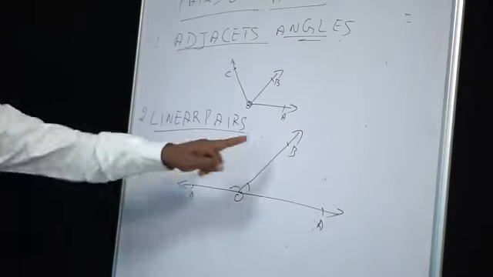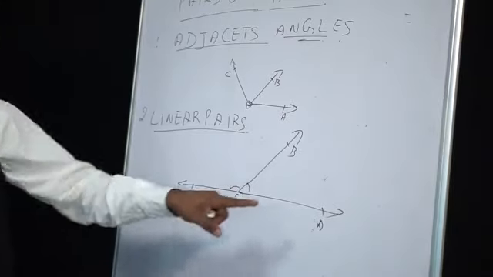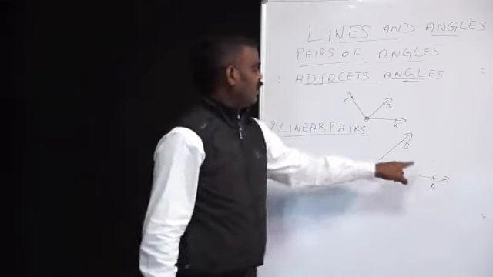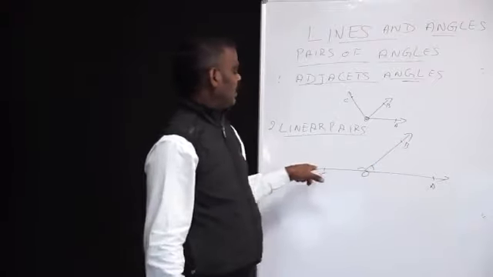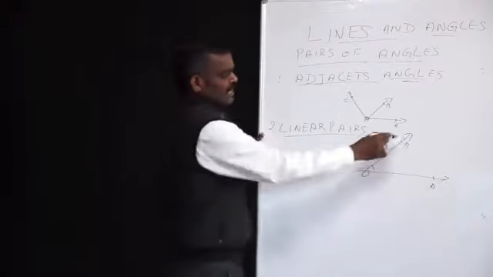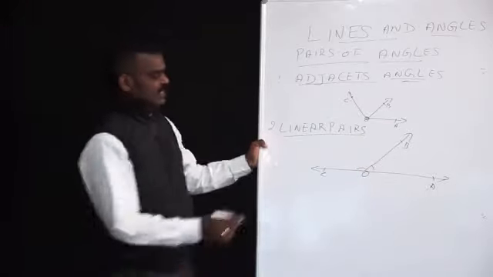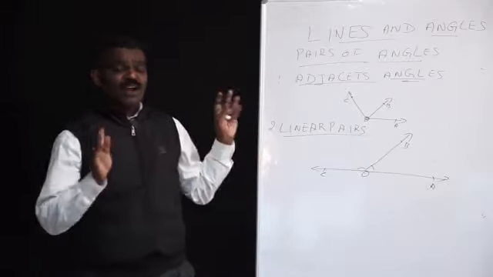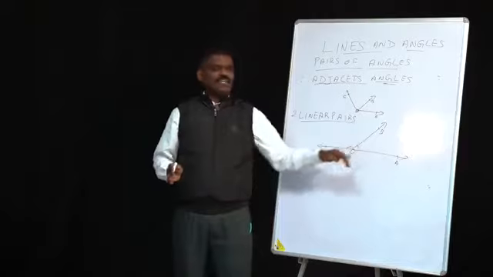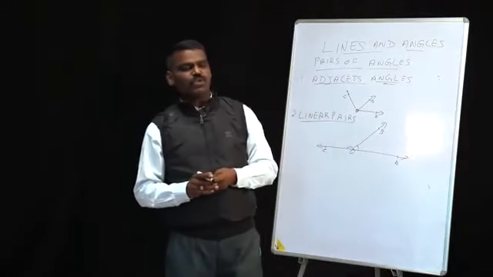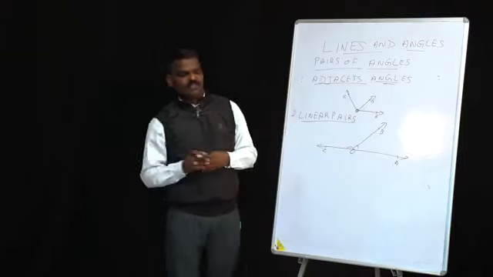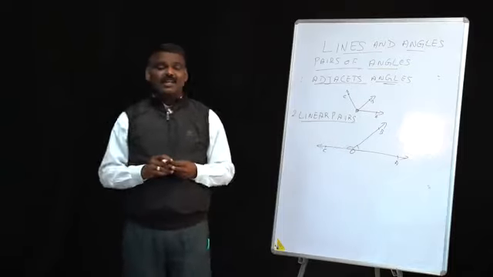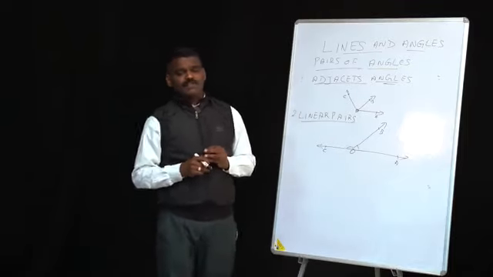In these two angles, the common arm is BO. There are three rays: AO, BO and CO. One ray is common for the two angles, BOC and AOB. BO is the common arm. The non-common arms are CO and AO. They are in opposite directions. One is going east, another is going west. So these are called what angles? Linear pairs of angles.